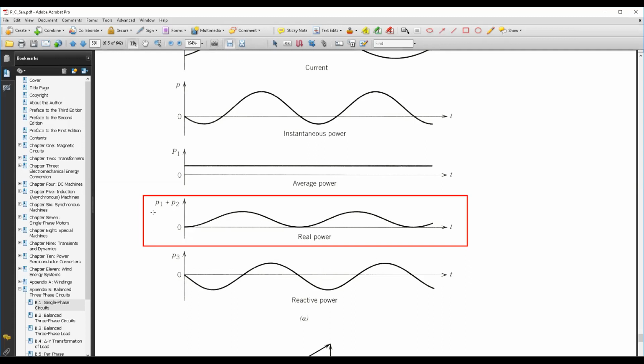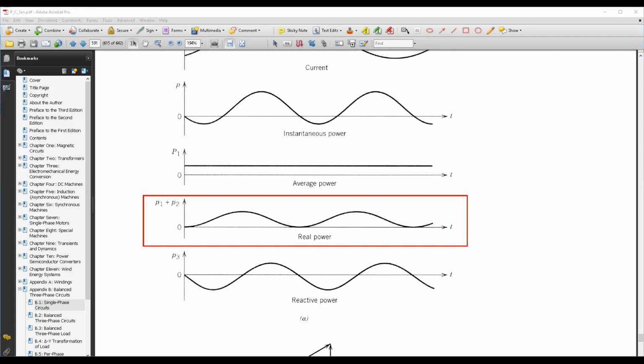So the sum of the first two terms represents the instantaneous real power. However, the average value of these two terms will be only P1. So this is the representation of real power. However, the third part represents reactive power, which has a minus sign like that. This represents reactive power. Which is valuable for us, active or reactive power?